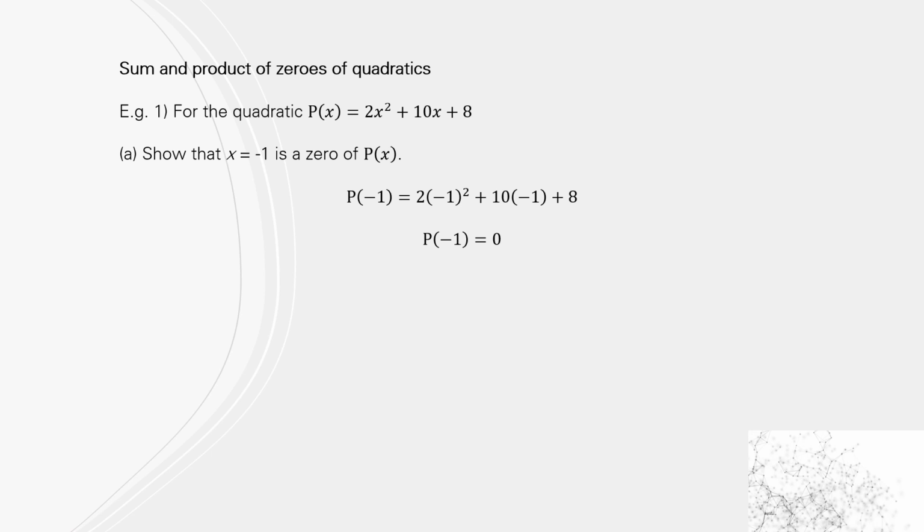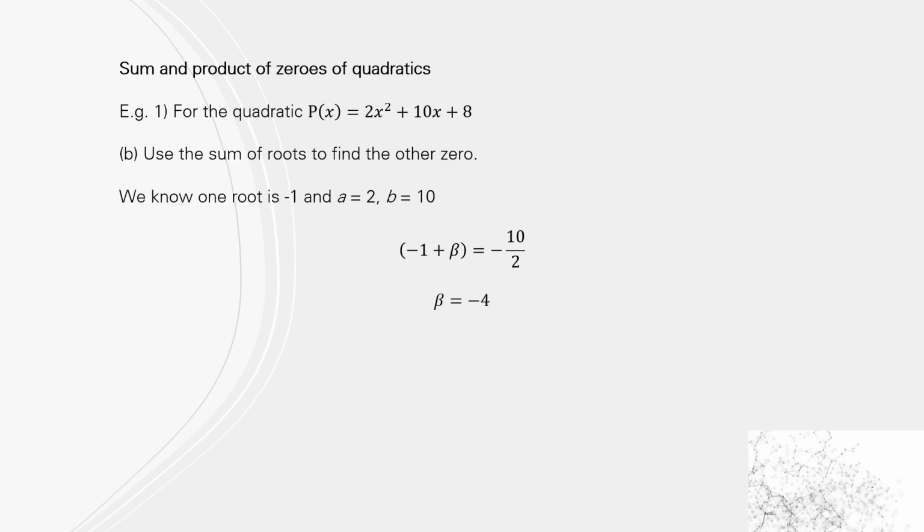So subbing in minus 1, you can see p of minus 1 equals 0. So using the sum of the roots, if we let alpha equal minus 1, because that's one of the roots, then minus 1 plus beta is equal to, and if you look at your quadratic, b is 10 and a is 2. So you get minus 1 plus beta equals minus 10 on 2, or minus 5. Add the 1, and the other root is minus 4.